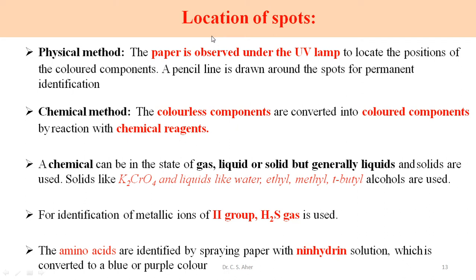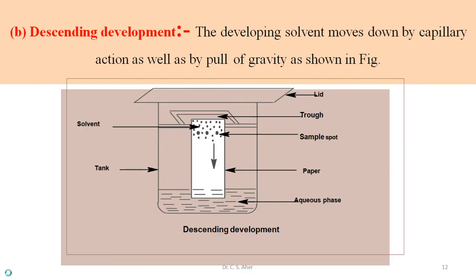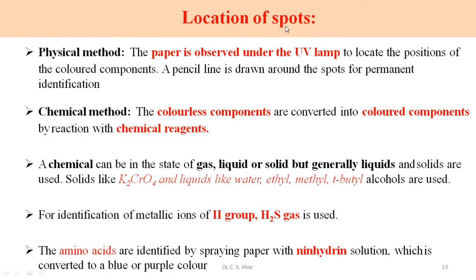Location of spot. After development of the paper, with spreading and separation of the spots, we identify those spots. For that we carry out the location of spots on the paper. For that we use a physical method, either of these methods. What is the physical method?